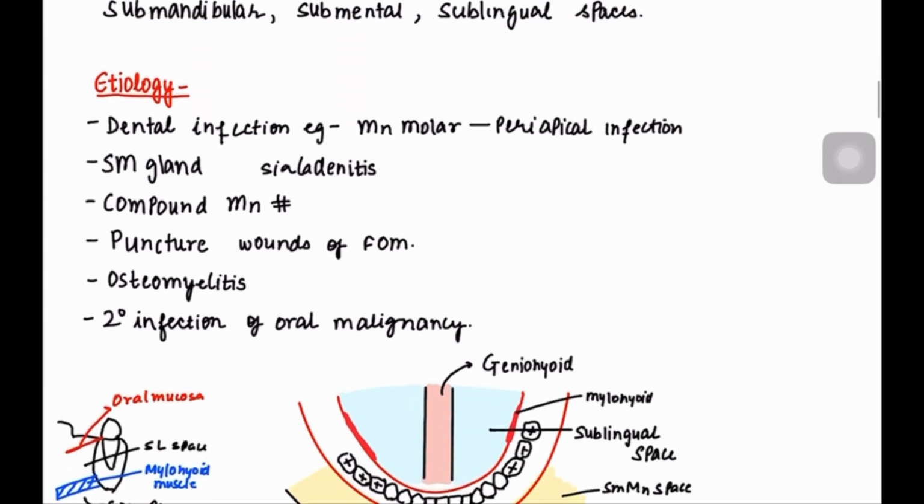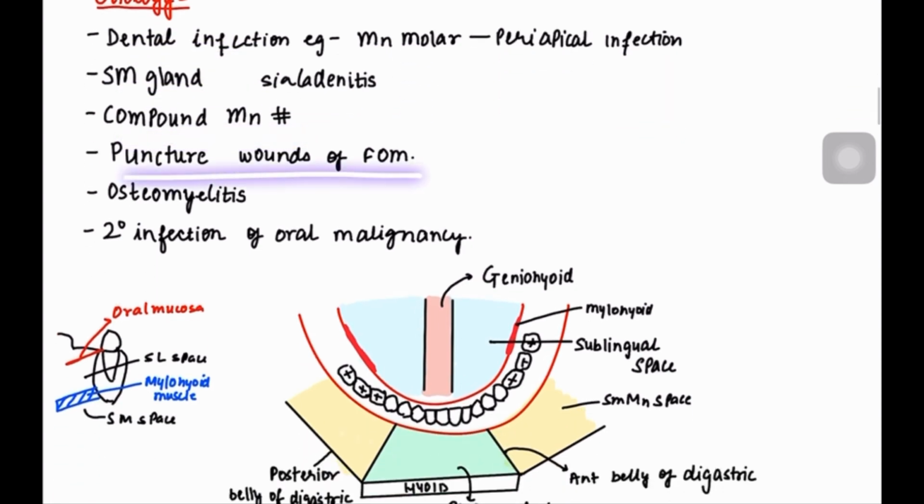So what can be its causes? Dental infection, for example, any periapical infection in mandibular molars, submandibular gland sialadenitis, compound mandibular fracture, puncture wounds of the floor of mouth, osteomyelitis, and secondary infection of oral malignancy.